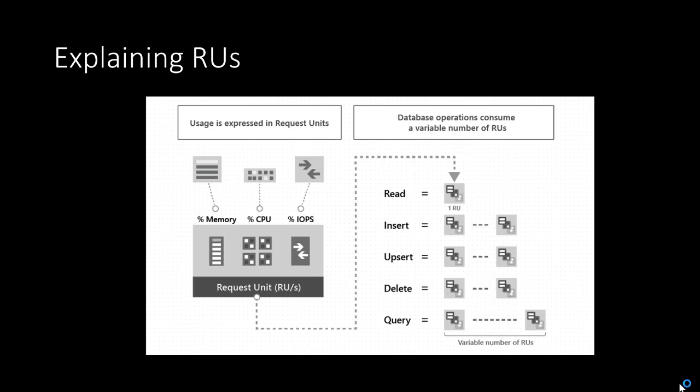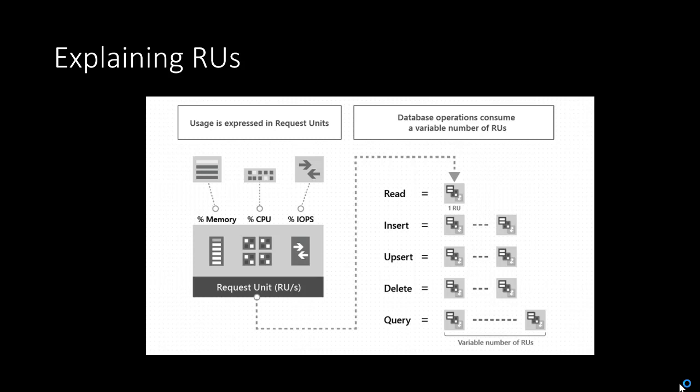So if you provision 1,000 RUs, and let's say you're doing queries, and each of those queries costs you 10 RUs, 1,000 RUs divided by 10 RUs per query would mean you'd be able to run that query 100 times per second, essentially. So in this video, we're going to talk about how you can minimize the number of RUs that each individual query needs to consume.